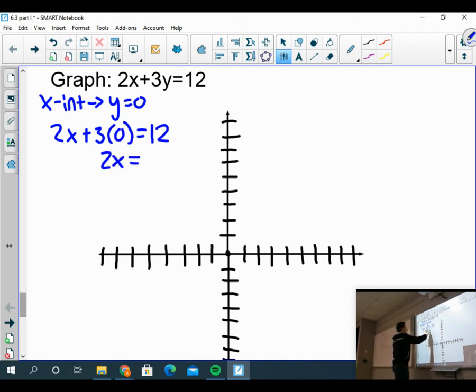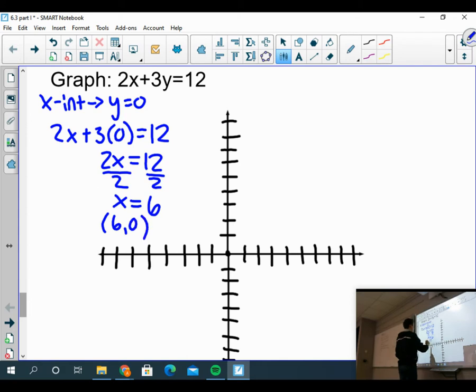That leaves me with 2x equals 12, aka x equals 6, which means at the point (6, 0) is where my x-intercept of the following equation in standard form occurs.